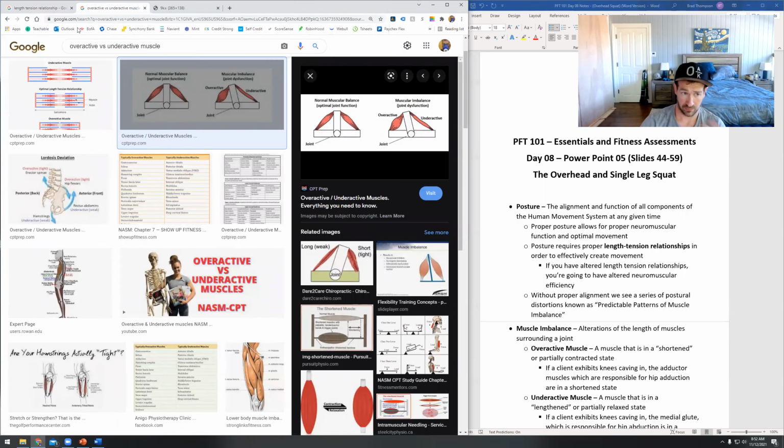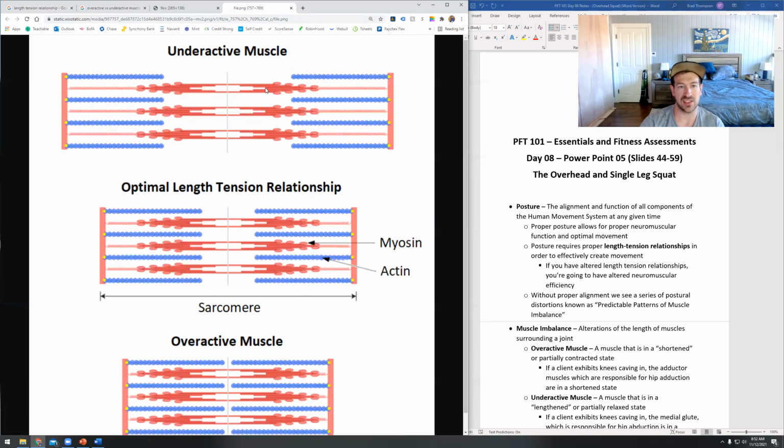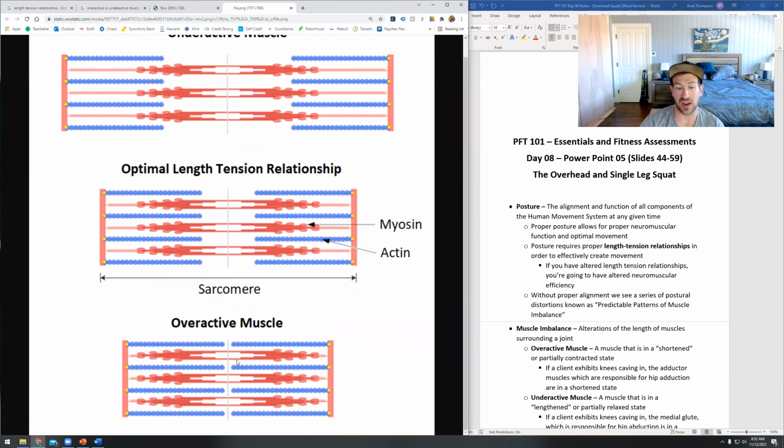But on a cellular level, when we look at a length tension relationship, we can see here in an underactive muscle, there's just not very much overlap of actin and myosin proteins. Whereas in an overactive muscle, there's too much overlap of actin and myosin proteins. And right here, this is ideal, our optimal length tension relationship.